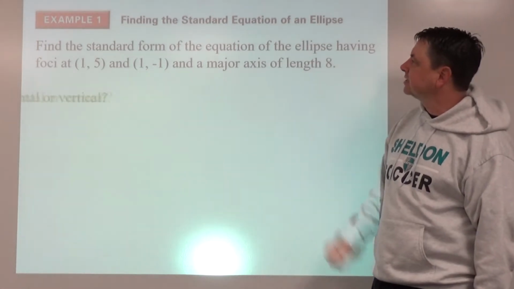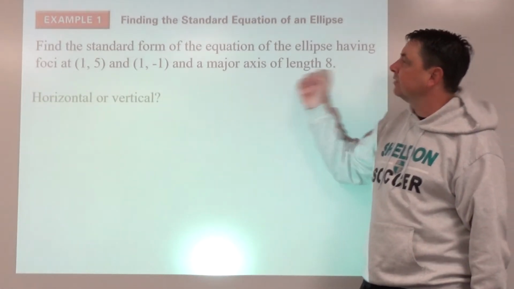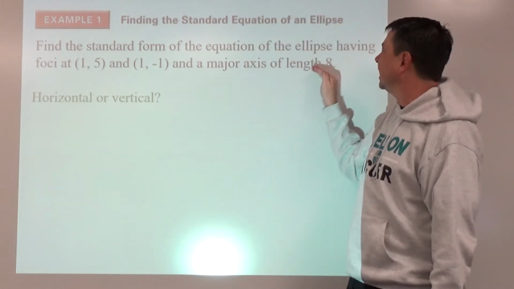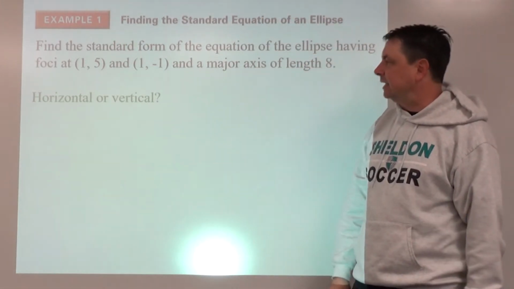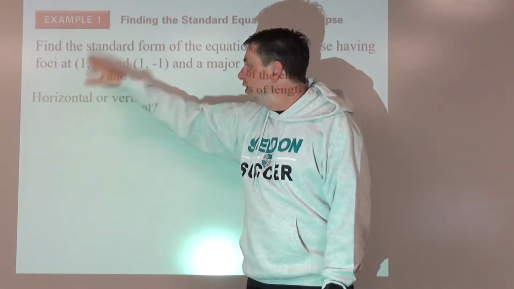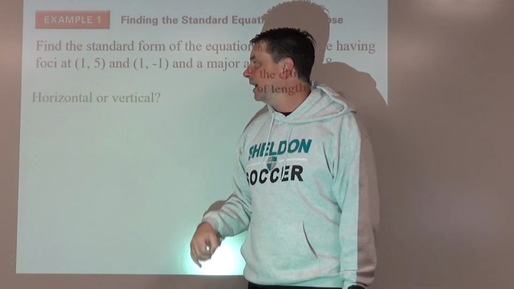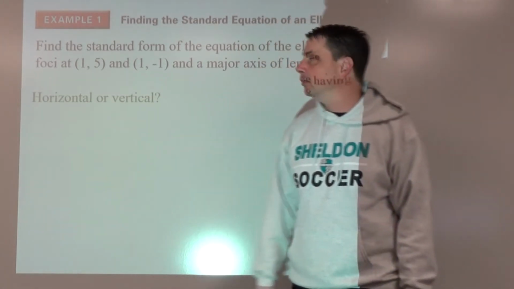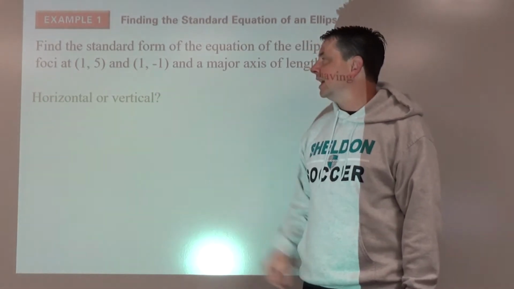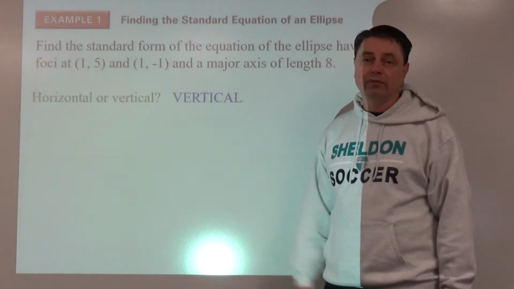Example number 1, find the standard form of the equation of the ellipse having foci at (1, 5) and (1, -1) and a major axis of length 8. Is it horizontal or vertical? Well, we should use some graph paper. We should plot these points and see how they line up. We've got (1, 5) and (1, -1), and those line up vertically.